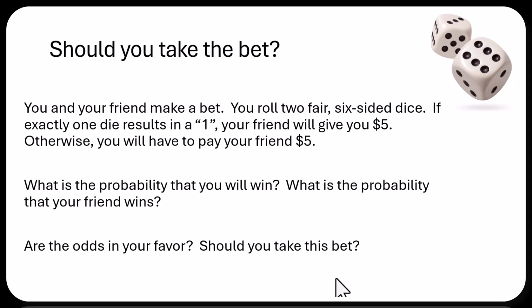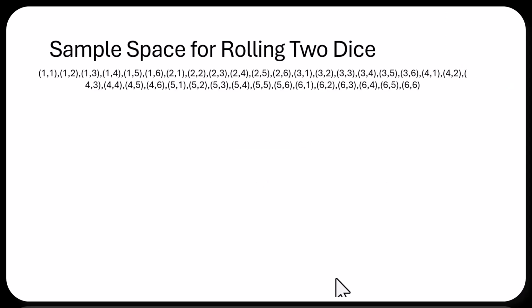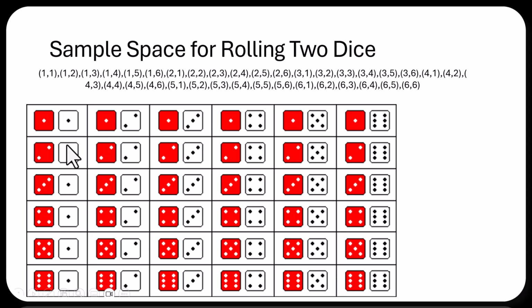Let's think about the sample space involved in this bet. We're going to roll 2 fair 6-sided dice. So how many outcomes are there? How big is our sample space? Well, the sample space of rolling 2 dice can look like this, or I prefer the visualization where I can actually see all 36 possibilities.